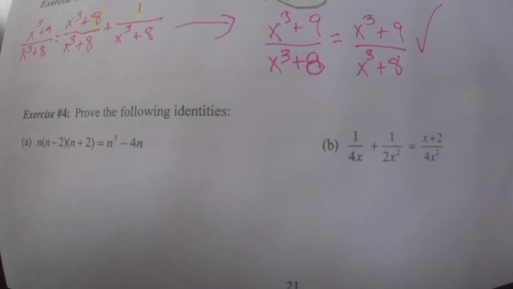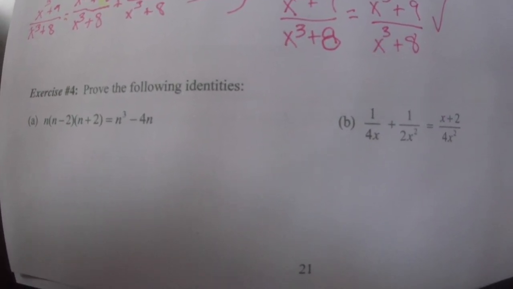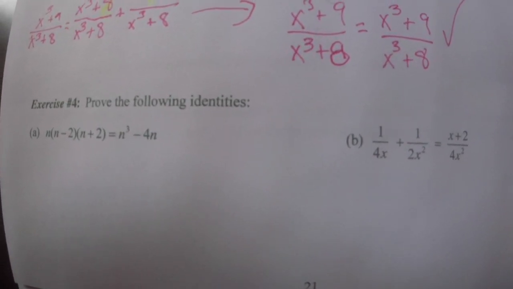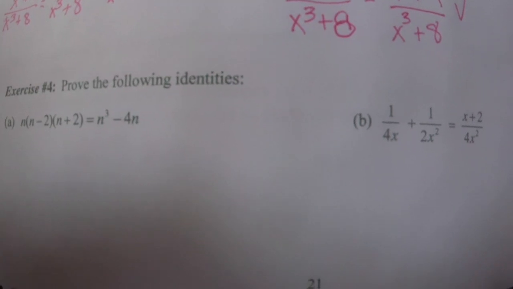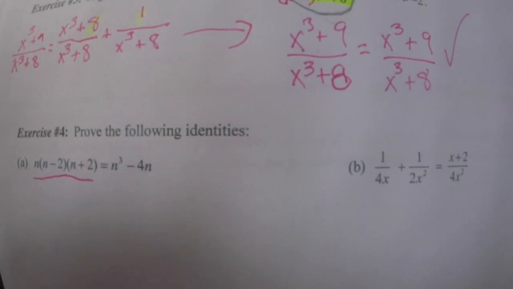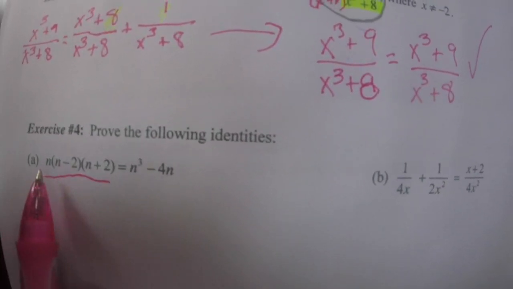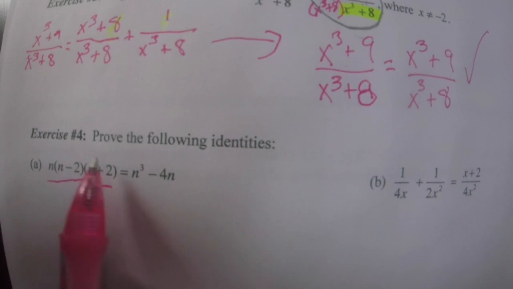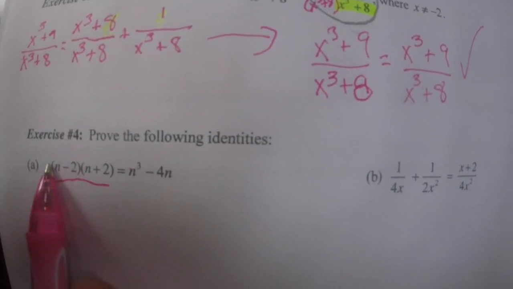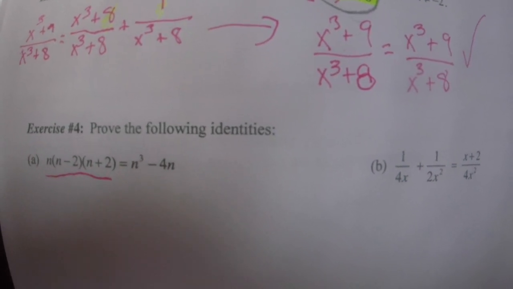All right, so for part A, we have n times (n - 2) times (n + 2) equals n^3 - 4n. So what we want to do is manipulate one of the sides of the equation, probably this side. There's nothing I could really do over here. And I see this is all multiplication here, n times (n - 2) times (n + 2). So let's multiply it out and see if it's equal to n^3 - 4n.